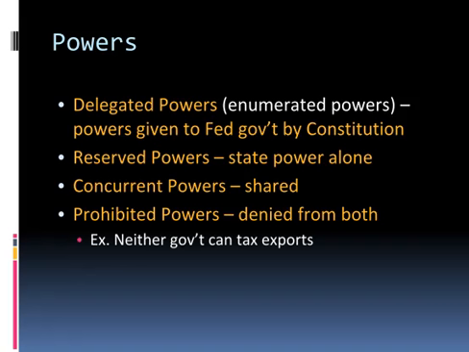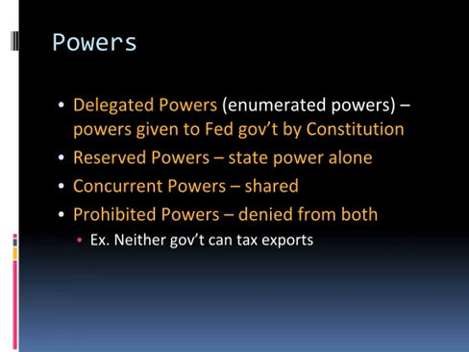So anytime we talk about delegated powers or enumerated powers, these are things that we can directly find in the Constitution that are federal powers, and the federal government is the only one with the ability to do them. The reserved powers are set up by the 10th Amendment, right? These are state power alone. Anything that's not listed in the Constitution, in theory, is a state power.